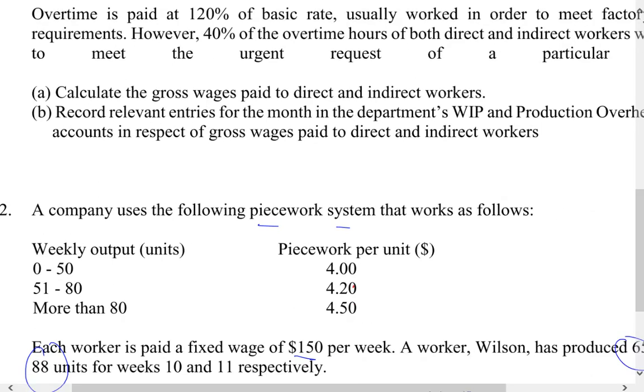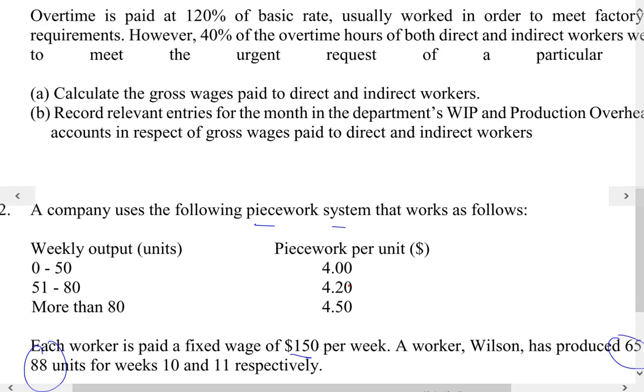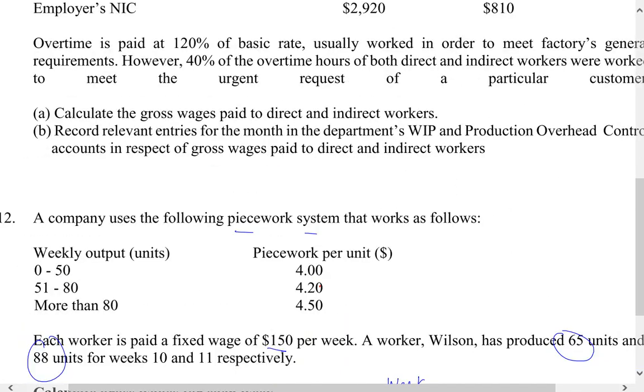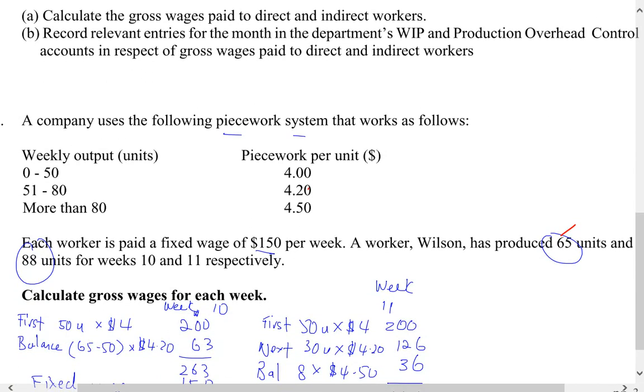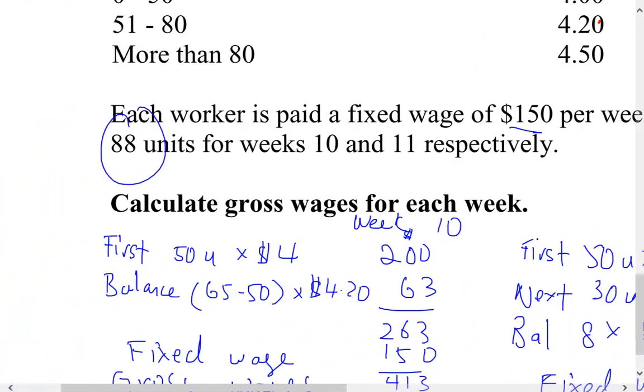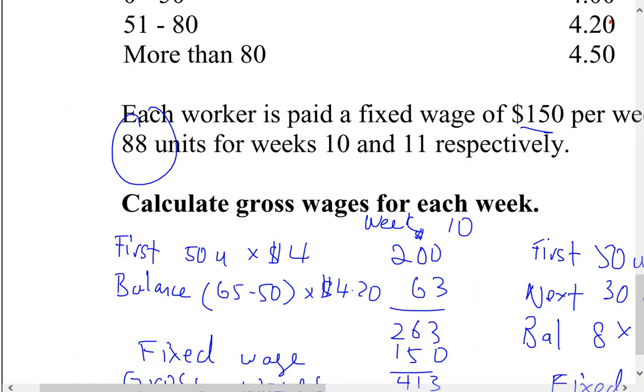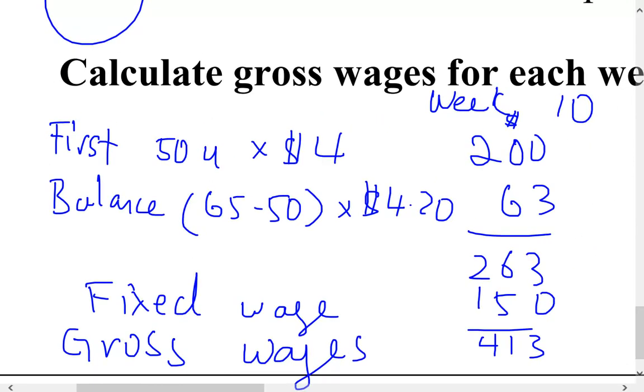Each worker is paid a fixed wage of 150 per week, something like your basic. A worker, Wilson, has produced 65 and 85 for weeks 10 and 11. So how much will he get in week 10 when he produced 65? 50 times 4. 15 times 4.2.